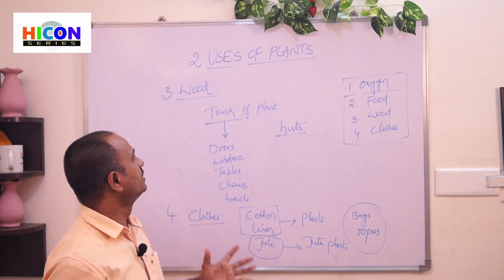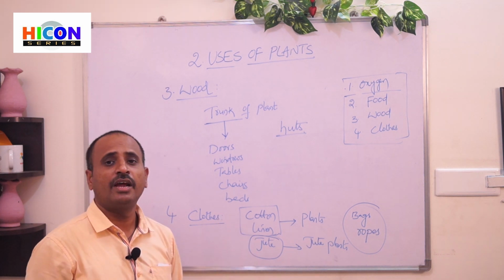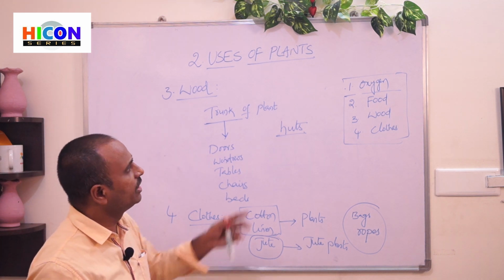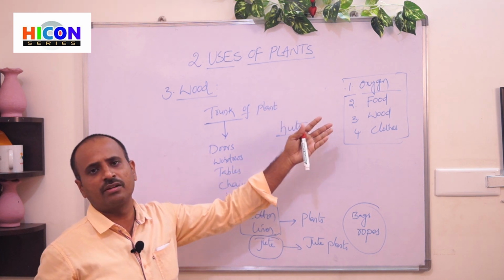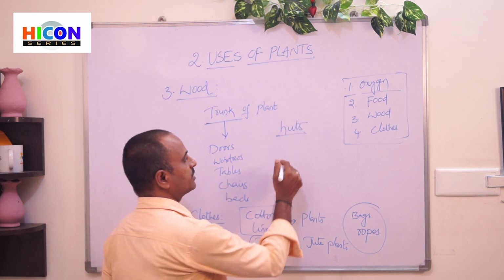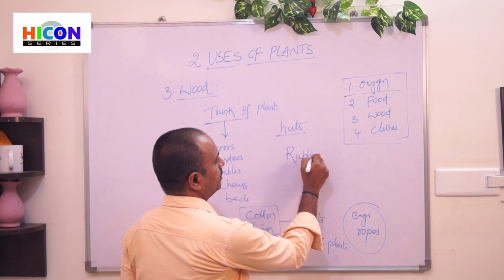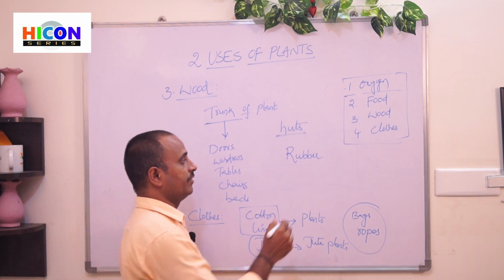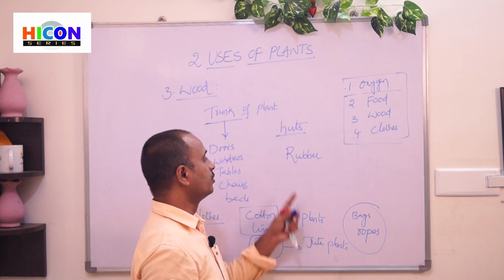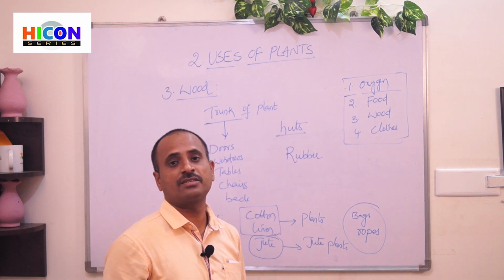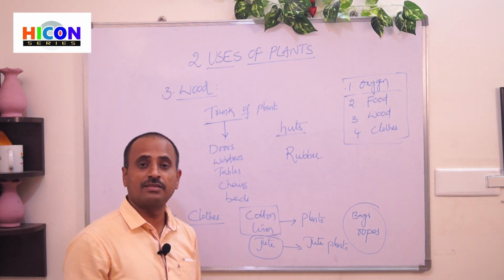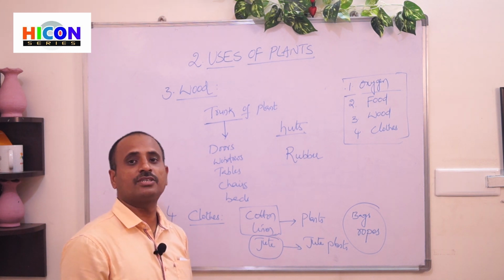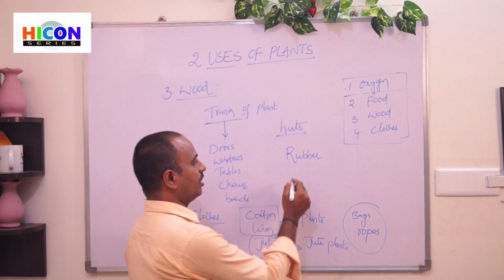So children, these are the uses of different plants, and there are also so many other uses of plants. Not only oxygen, food, wood and clothes, but also items like rubber. Erasers are made of rubber, and this rubber is obtained from the rubber plants. Using this rubber, we can make erasers and doormats. That means we use mats for the vehicles. Chappals are also made with the help of rubber.